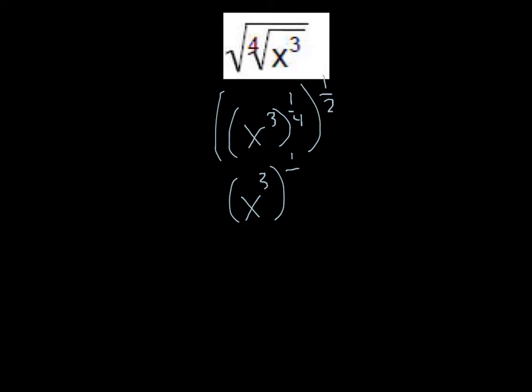Well, this problem might look a little crazy. It's just a matter of rewriting with rational exponents. So the square root of the 4th root of x cubed is x cubed to the 1/4, and all of that is taking the square root or raised to the 1/2. And simply just multiply all the exponents. So I have x cubed to the 1/8, which is x to the 3/8, which then I can rewrite again with the radical as the 8th root of x cubed.